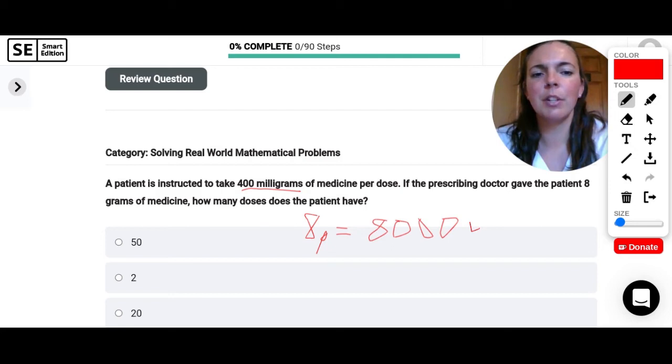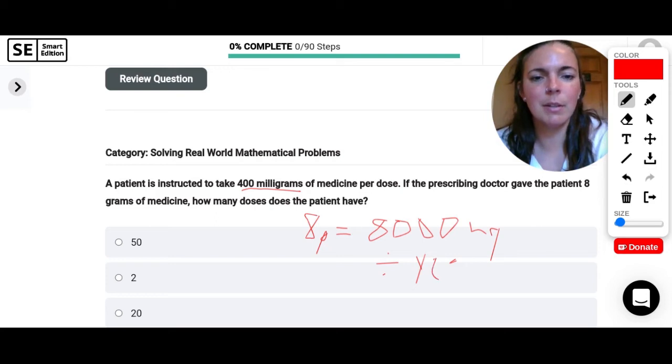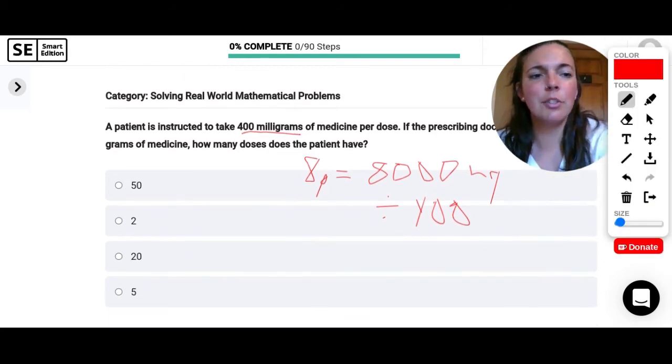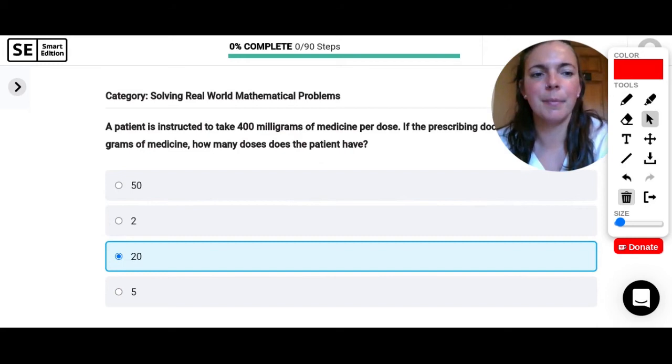And each dose is 400. So we're going to take 8,000 and divide it by 400. Don't mind my pen here. Sorry about that. 8,000 divided by 400. Once you plug it into your calculator, it should be 20. So 20 doses is what the patient would have.